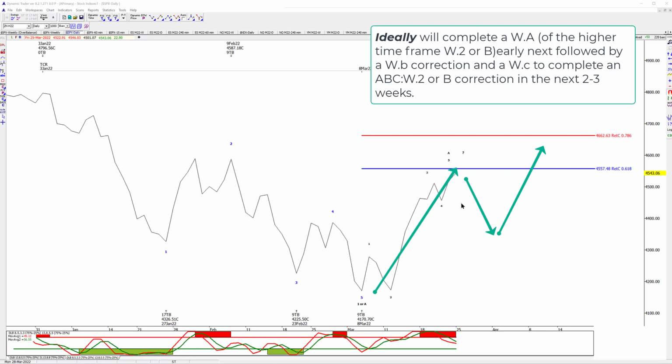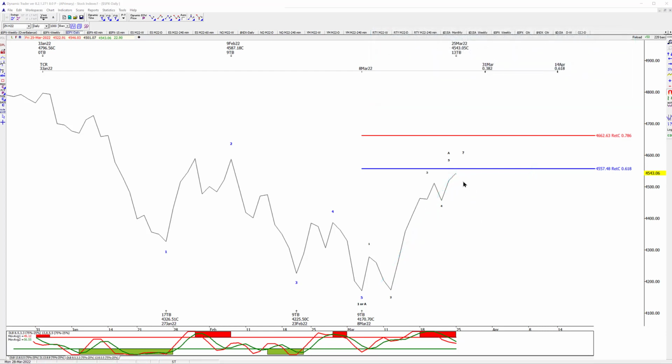It can take all kinds of forms. But what's important from an Elliott Wave point of view is that an impulsive advance, and this is an impulsive advance, should not complete a correction. Just as this decline should not complete a correction, this rally should not complete the higher time frame wave 2 or B.